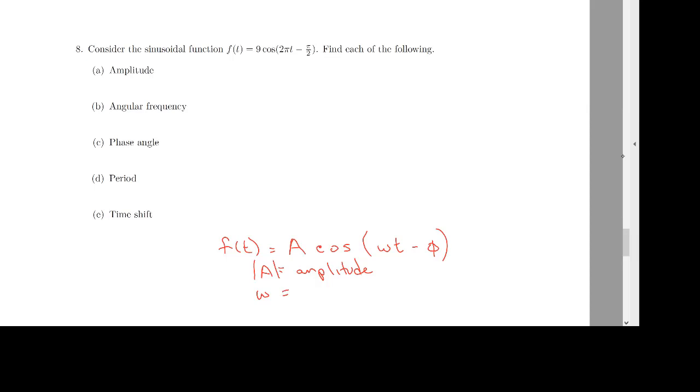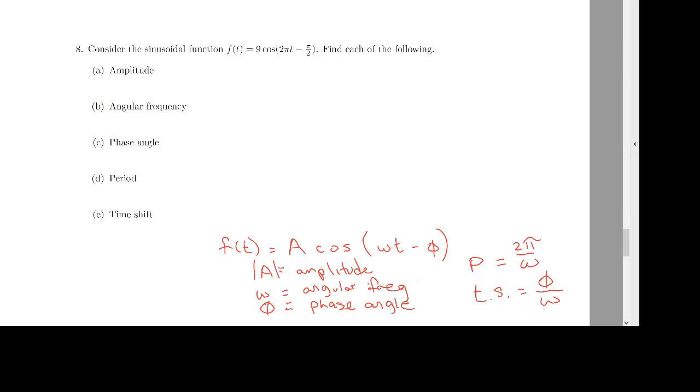Omega is the angular frequency. Theta is the phase angle. The period is equal to the original period, which was 2 pi, divided by omega. And the time shift is going to equal theta over omega. Basically, we're factoring it out.